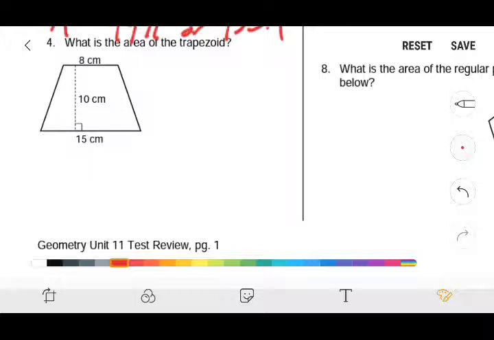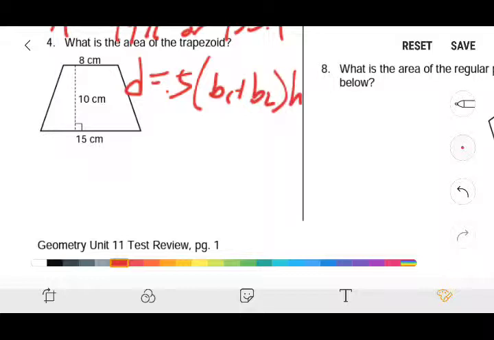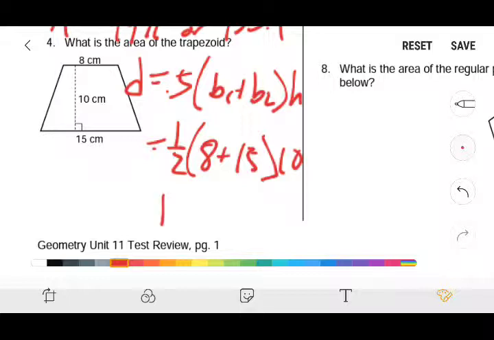Area of the trapezoid. Okay, this is that longer formula. A equals 0.5 times (b1 plus b2) times h. So 0.5 is the same thing as half. 8 plus 15 times 10. So 0.5 times (8 plus 15) times 10. That is 115.